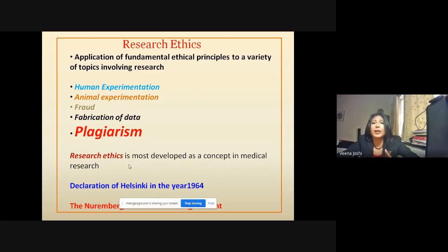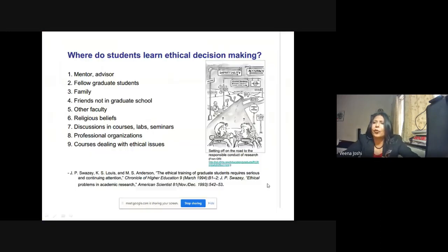Research ethics is most developed as a concept in medical research, but now there is a law which binds all of us researchers. Helsinki in 1964, we got a research ethics law. We can no longer ignore it now. What should we do, what should we not do? Where does a student learn?